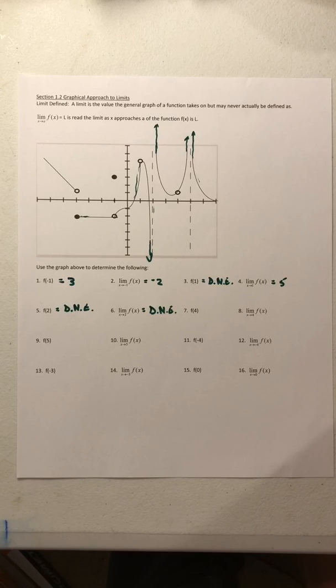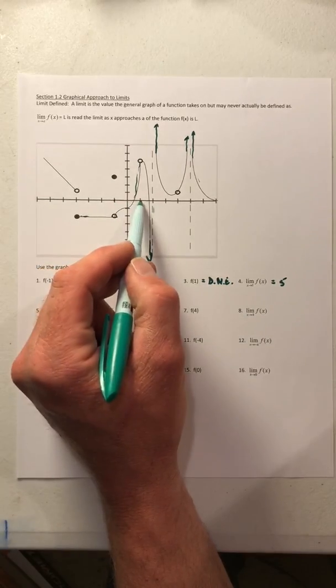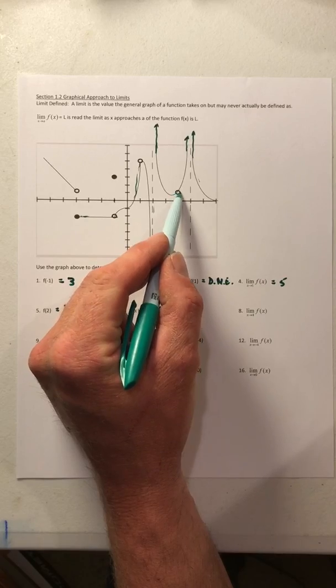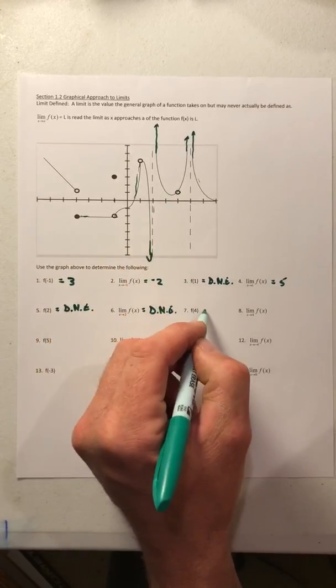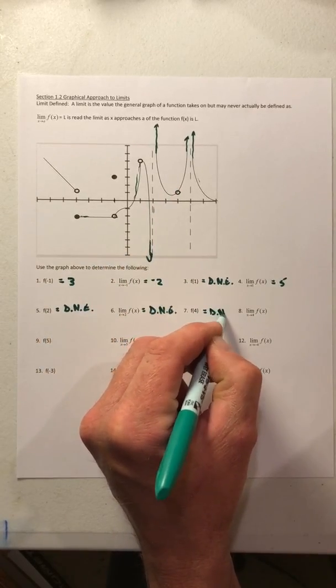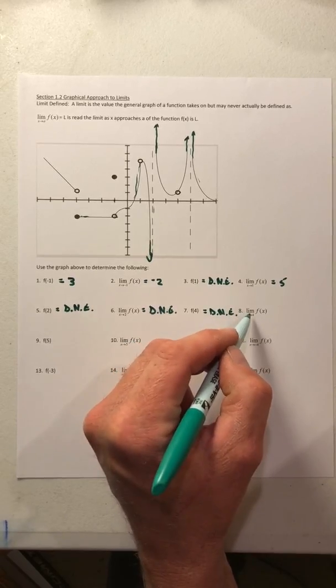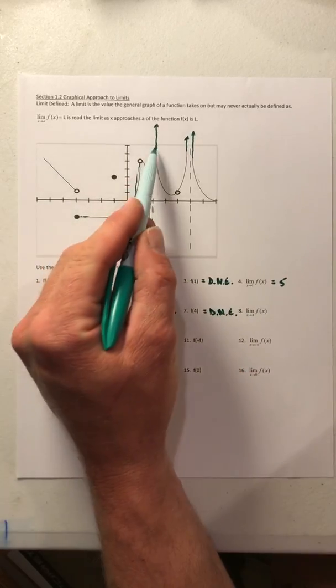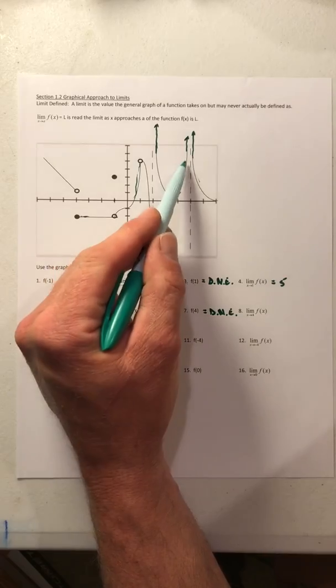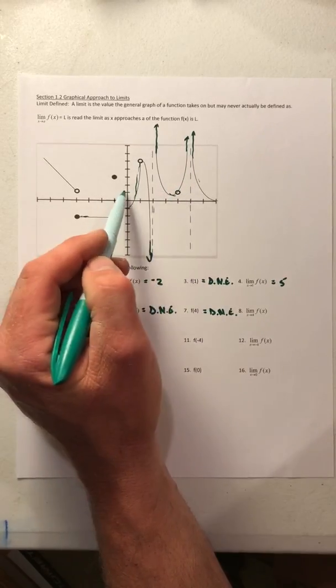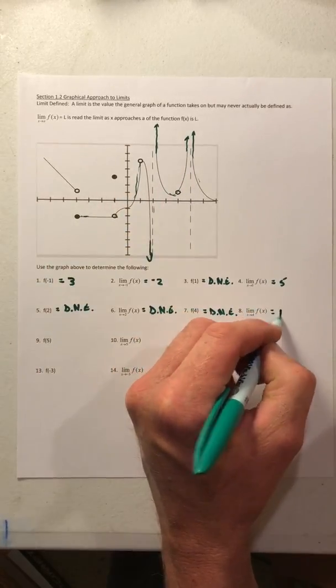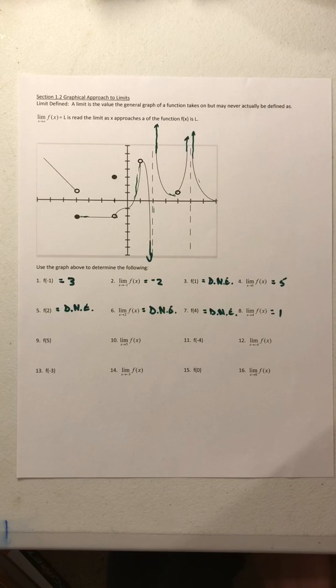In number 7, f of 4. So we're coming over here to 4. Again, we have a hole. So the value does not exist. But the limit as x approaches 4. Now, when I look, my branches are both coming to that same value of 1. So the limit as x approaches 4 is 1.